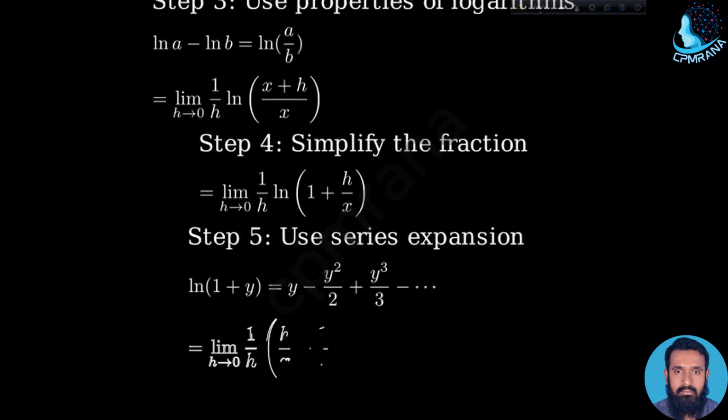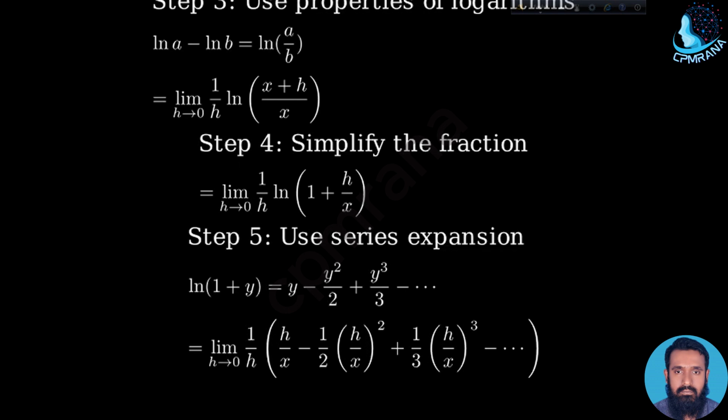Step 5. Now comes the key step. We'll use the series expansion for natural log of 1 plus y. Natural log of 1 plus y equals y minus y squared over 2 plus y cubed over 3 minus, and so on. When we substitute y equals h over x, we get this expression.